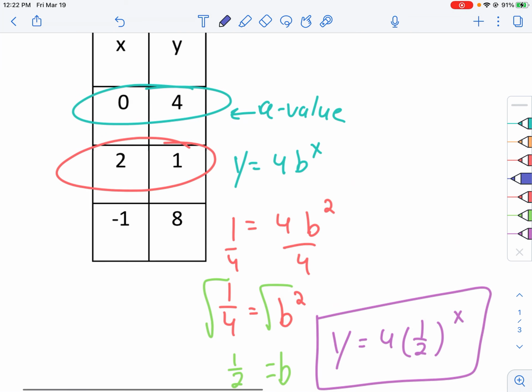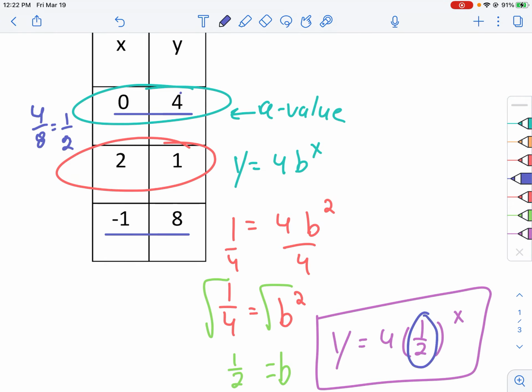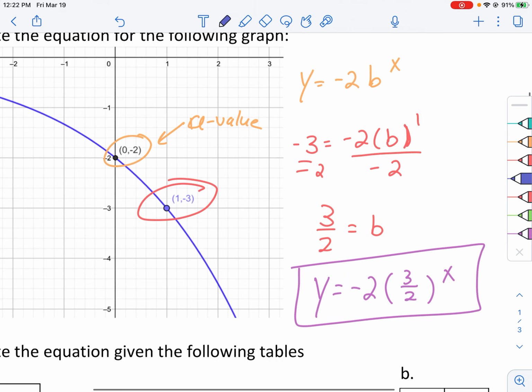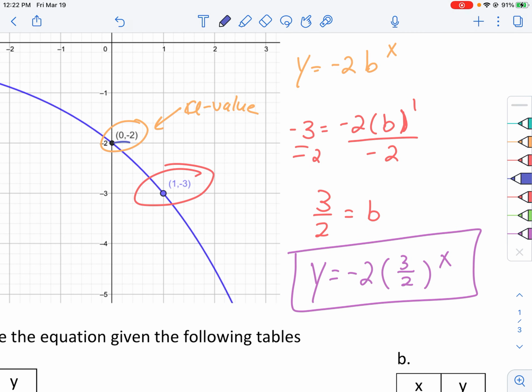If we go backwards, let's take a look at the table question. We have 0, 4, and we have negative 1, 8. Those are right next to each other. y2 would be at 0 because negative 1 is to the left. So we would have 4 over 8, which gives us 1/2, which was the b value here. You go back one more. 0 and 1 are 1 away from each other as well. So y2 would be that negative 3, so this would be negative 3 over negative 2.